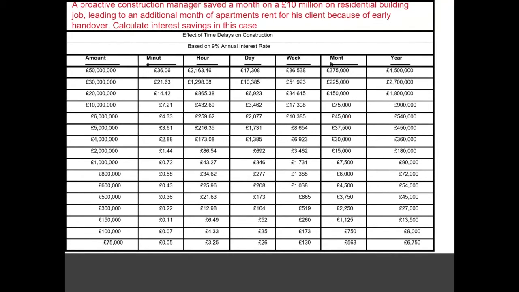Another question: a proactive construction manager saved a month on a £10 million residential building scheme, leading to an additional month of apartment rents for his client because of an early handover. So we are talking about a construction manager who managed to save 1 month from the program of a £10 million project. So what is the interest which he or she would have saved? If you could see the table and identify how much the interest savings would be.